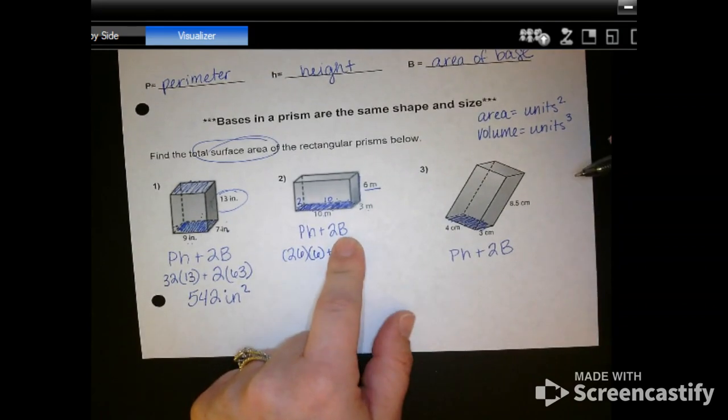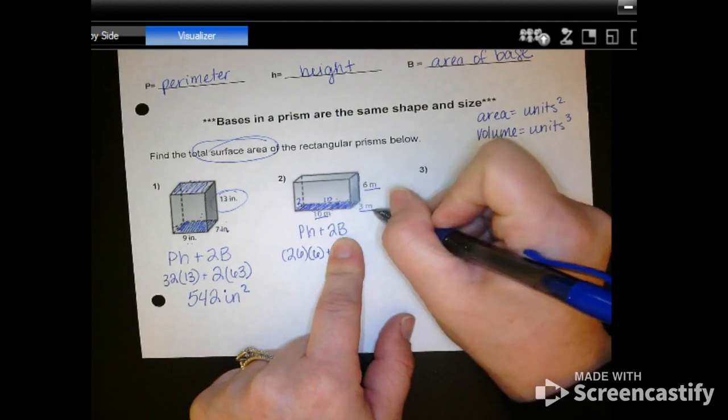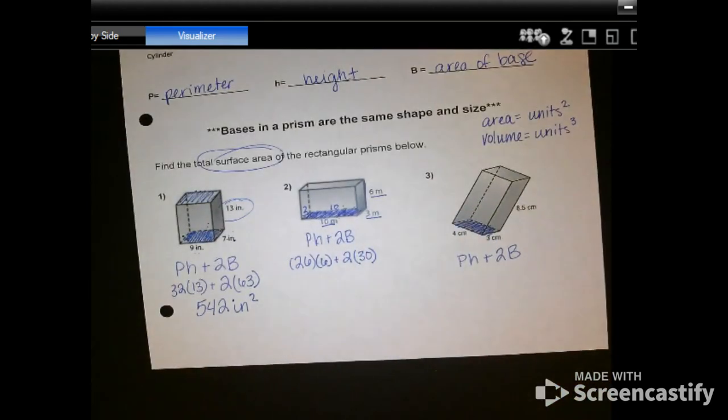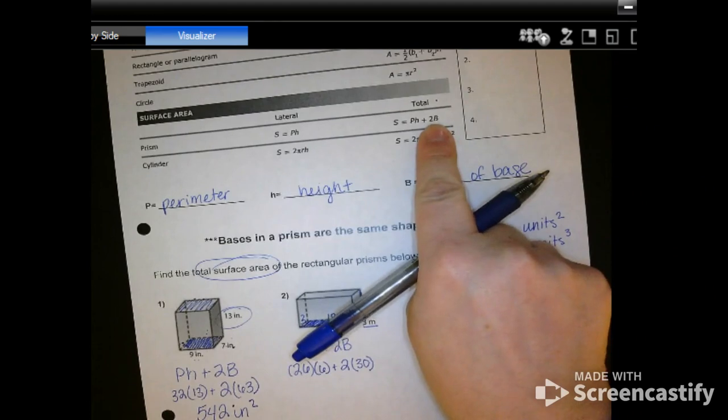Okay, the area of the base. How do I find the area of a rectangle? Base times height. Base times height. So 10 times 3 is 30. Okay, so you should be able to plug that in your calculator. That's part of the formula. It is there every time.